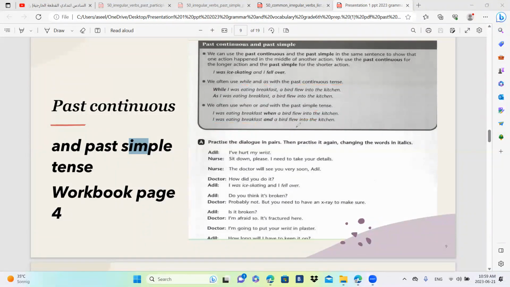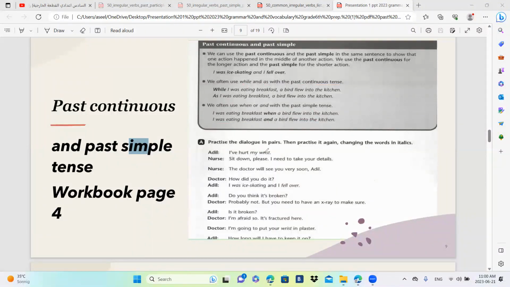Here you have in your workbook page, practice the dialogue in pairs. They wanted you to do this dialogue as acting in your class. Then practice it again, changing the words in italics.